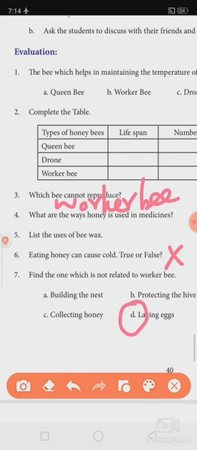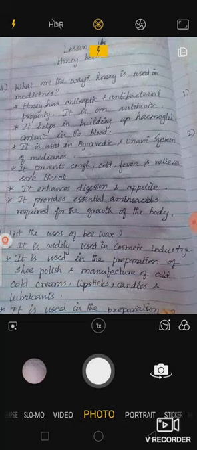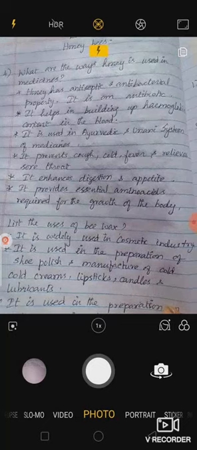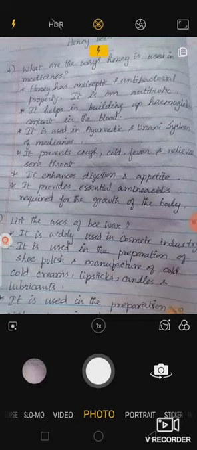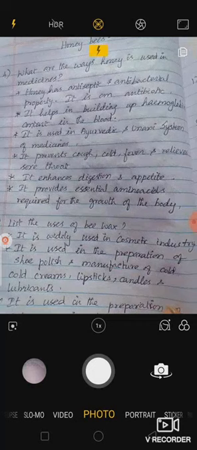Let's see the answer for the fourth and fifth question now. What are the ways honey is used in medicines? Honey has antiseptic and antibacterial property. It is an antibiotic. It helps in building up hemoglobin content in blood. It is used in Ayurvedic and Unani system of medicines. It prevents cough, cold, fever and relieves sore throat. It enhances digestion and appetite. It provides essential amino acids required for the growth of the body.